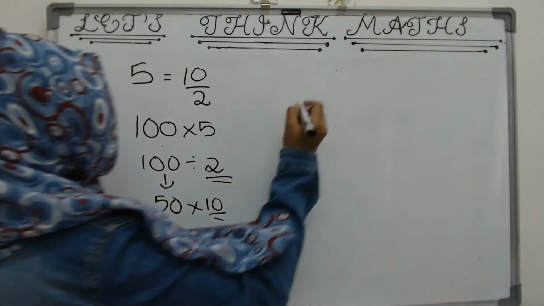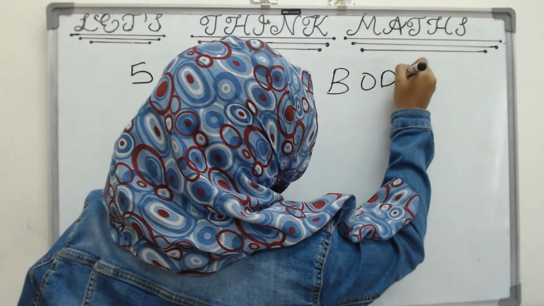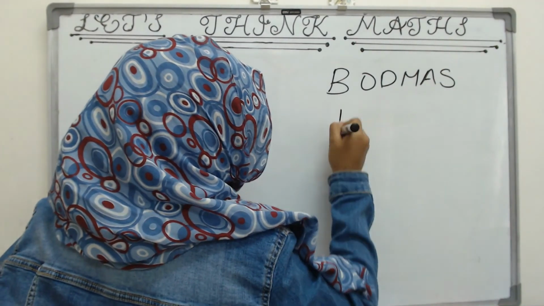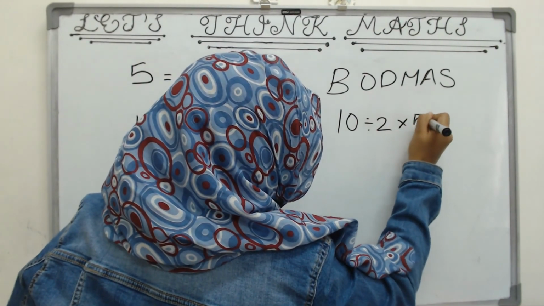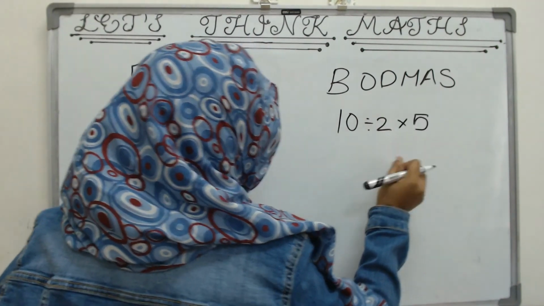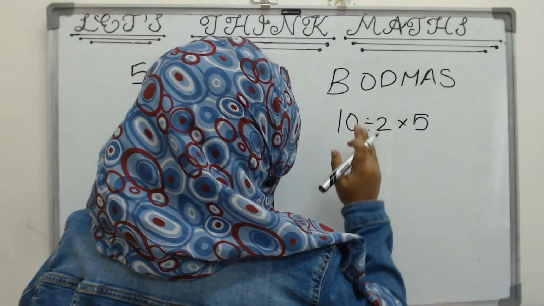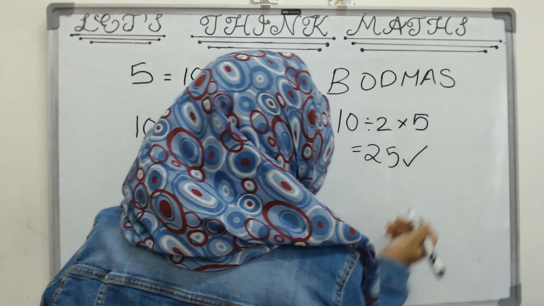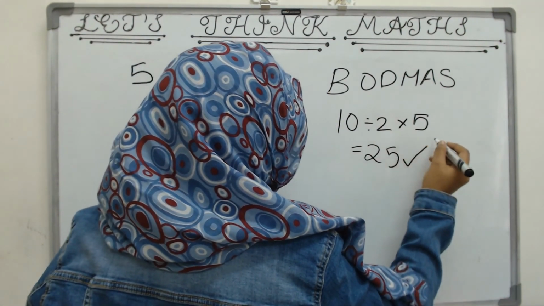This is because it follows the BODMAS rule. So for example, let us take 10 divided by 2 into 5. So first we have to divide and then multiply. So the correct answer would be 10 divided by 2, which is 5. 5 into 5, which is equal to 25. This is correct.